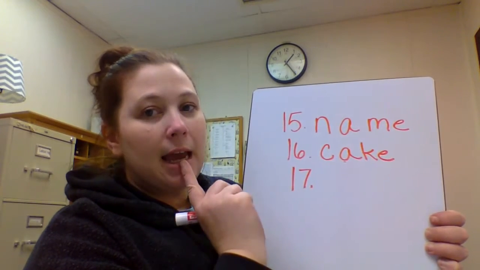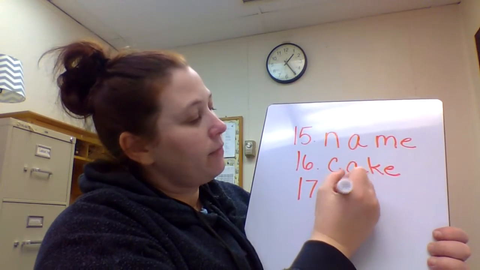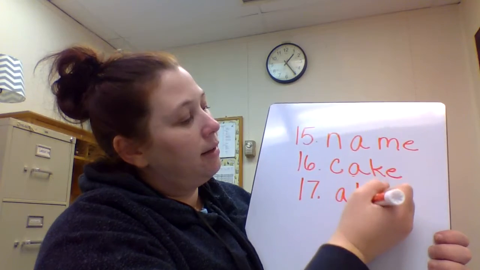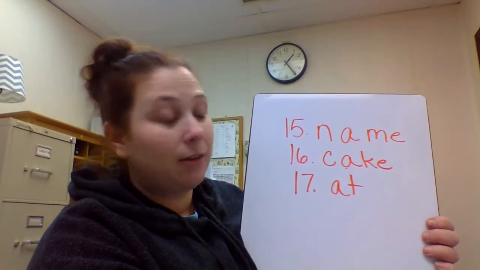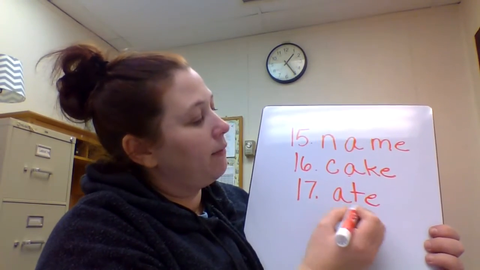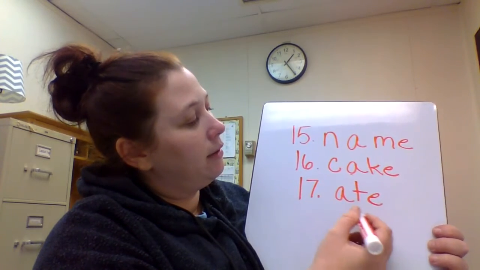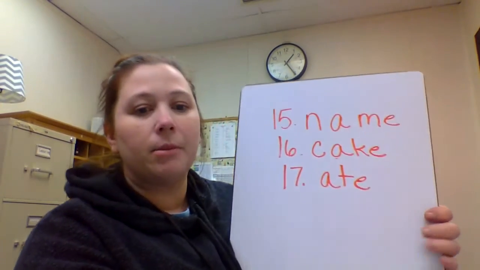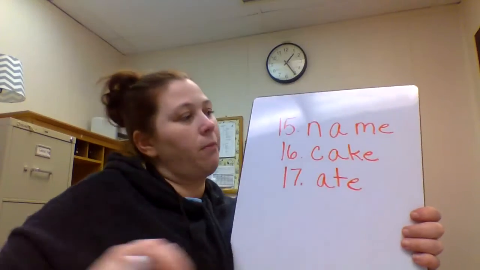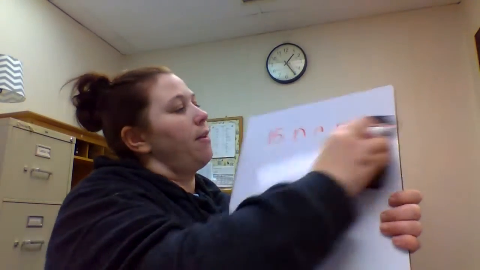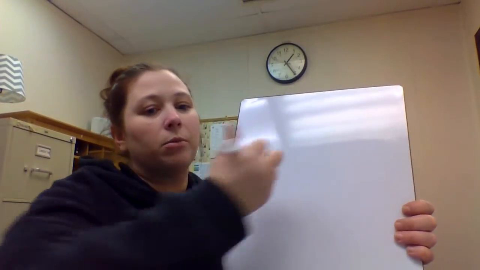Number 17. Ate. A. T. Now if we just had AT, that would be at, right? So we know we need that E because we have A consonant E. All right, make sure you get those written down. And let's practice some coding.